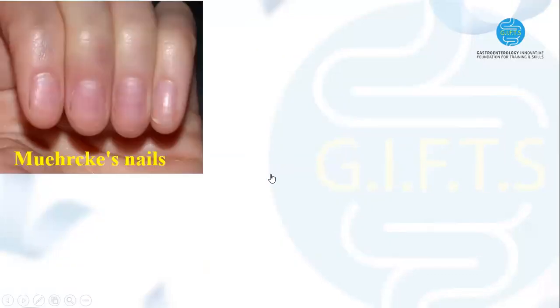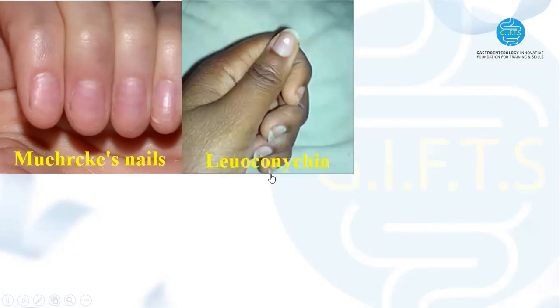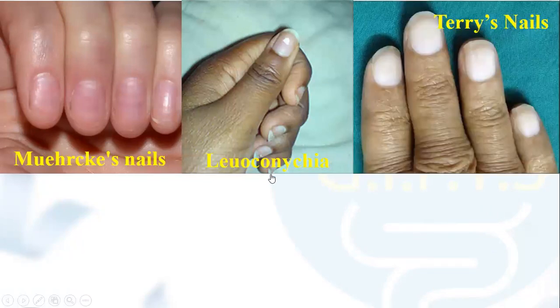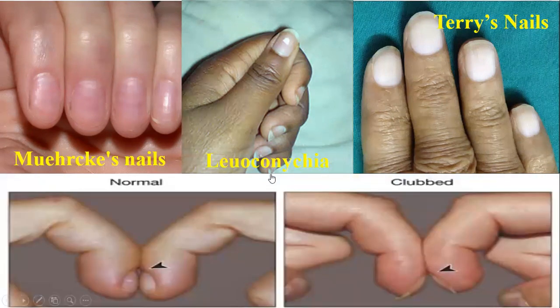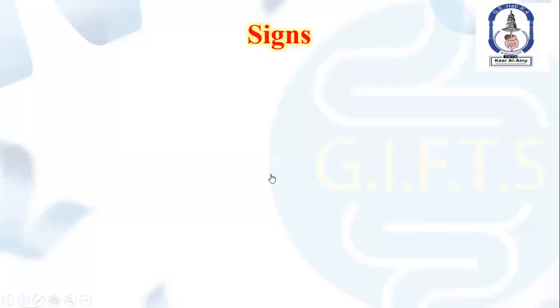These are the Muehrcke's nails, as we can see, horizontal colored lines. These are the leukonychia. Of course, we can see the white patches. And here are the Terry's nails, where the proximal two-thirds is white and the distal one-third is brown or red. And of course, the clubbing, we all know about it, and the open window sign of second degree clubbing and so on. What are more signs?